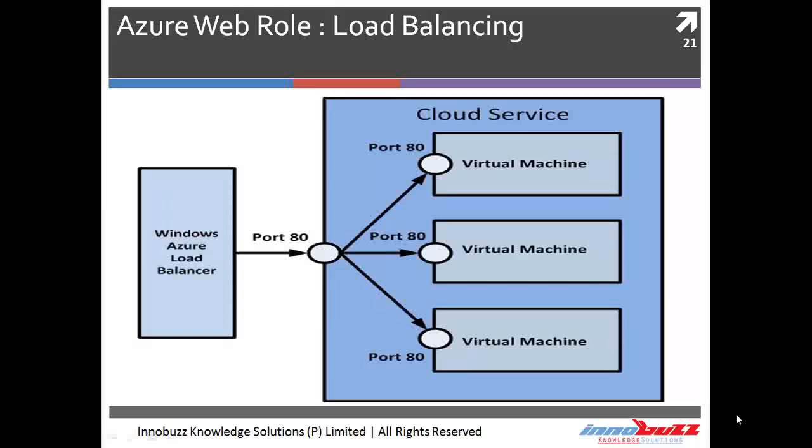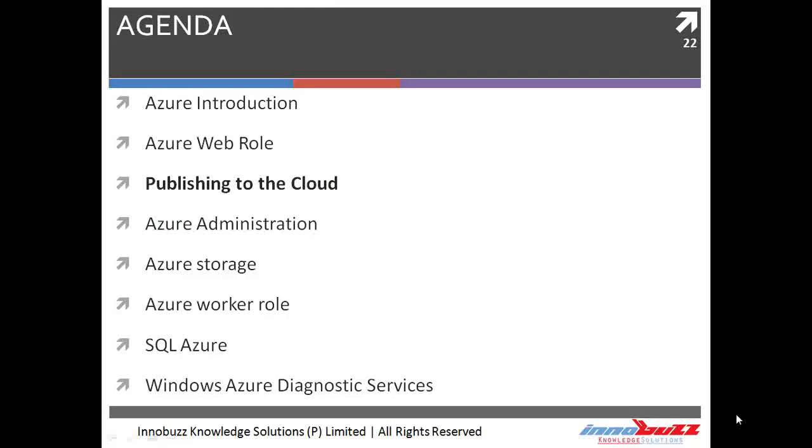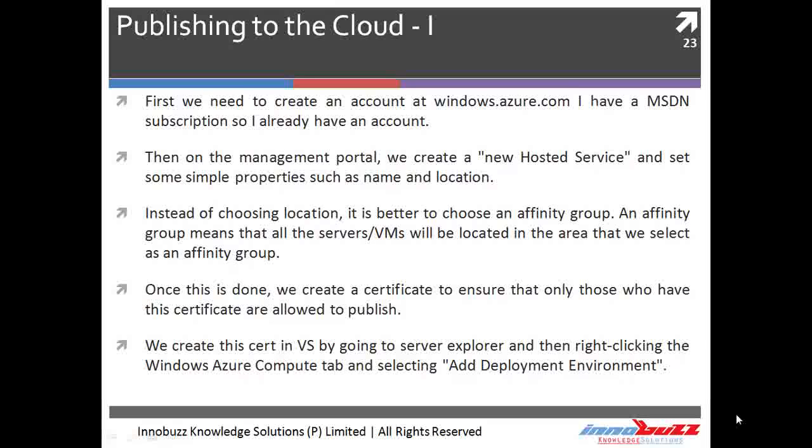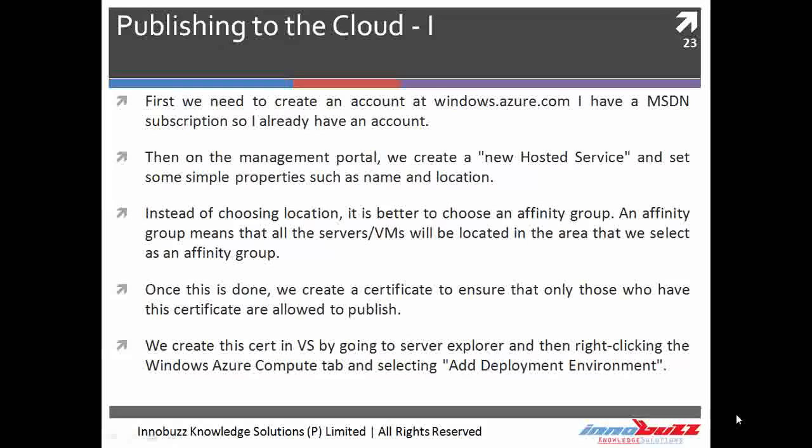So enough of load balancing now. We move further, and the next item in our agenda is publishing into the cloud. First we need to create an account at windowsazure.com. I have an MSDN subscription, so I already have an account. If you don't have one, you create an account and then you have a subscription.